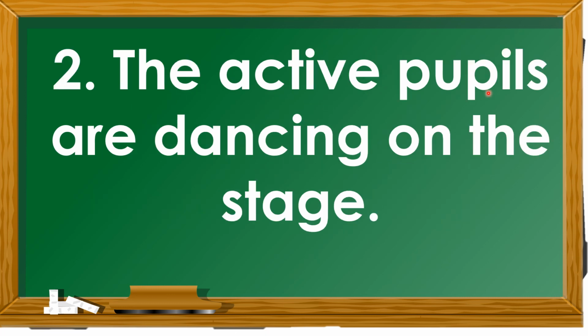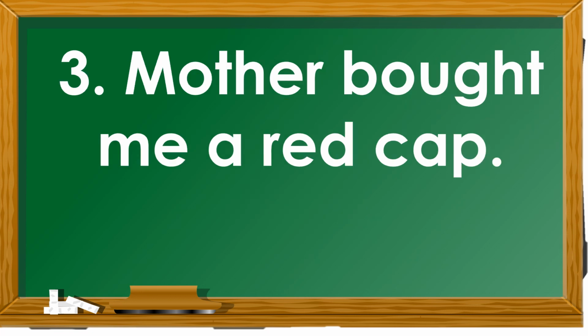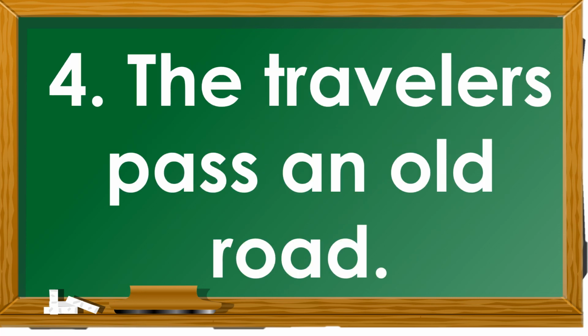Next, the active pupils are dancing on the stage. So, the word that describes it is active, and active describes pupil. So, active na active daw yung mga pupils. Next, mother bought me a red cup. The adjective here is red. And what is red daw? It's the cup. So, dinidescribe yung cup na ito daw ay pula.